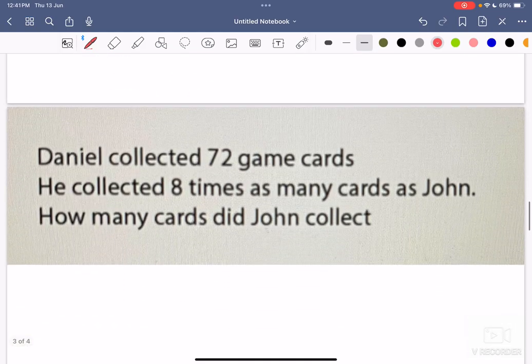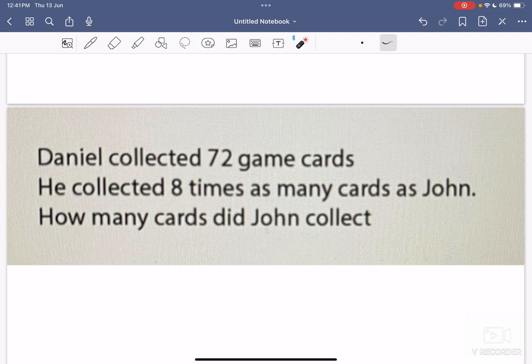Next question. Daniel collected 72 game cards. He collected 8 times as many cards as John. How many cards did John collect? Remember, first we will need to underline keywords to help us solve the question. We know that Daniel collected 72 game cards. He collected 8 times as many cards as John.